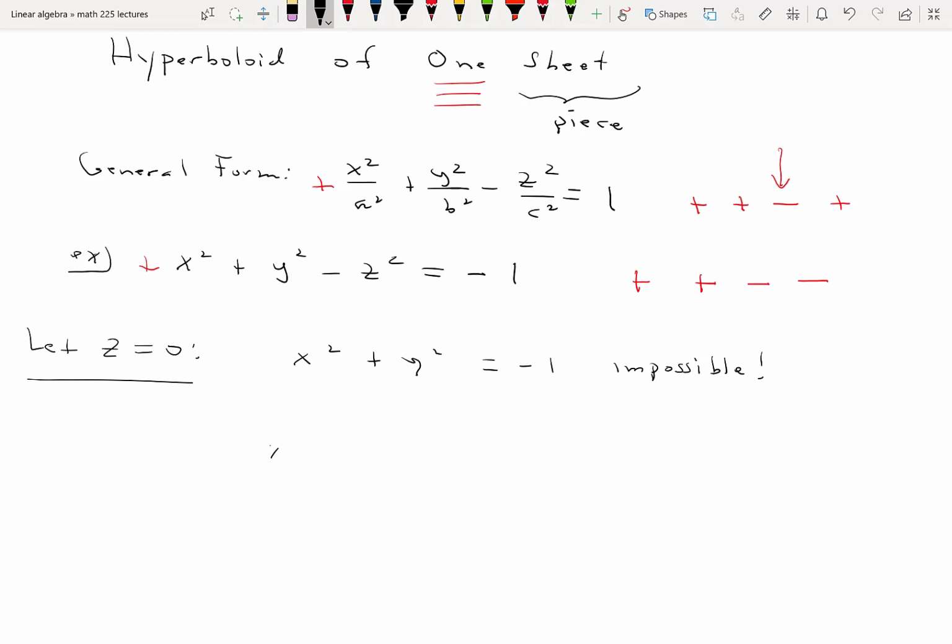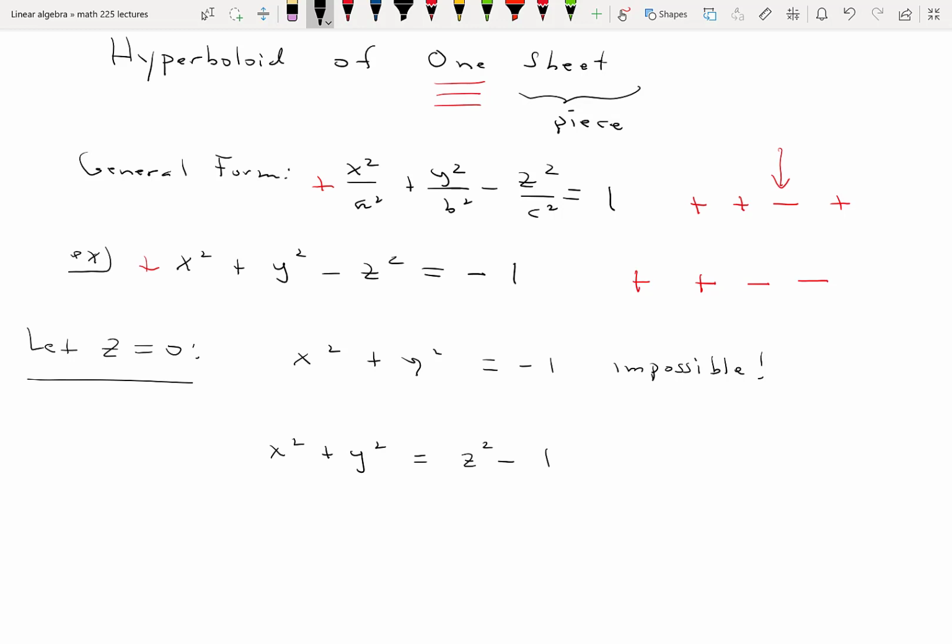let's look at what happens if I take the original equation and take the z term to the left-hand side. I add z squared to both sides. X squared plus y squared equals z squared minus 1. What's the smallest I can make z? See, on the left-hand side you have x squared plus y squared. That's always non-negative. So the smallest I can make z would be 1.